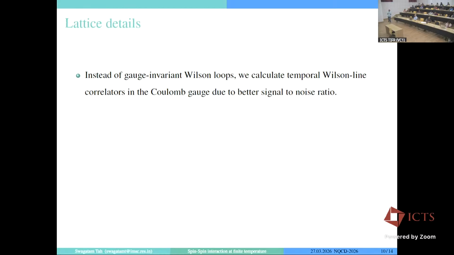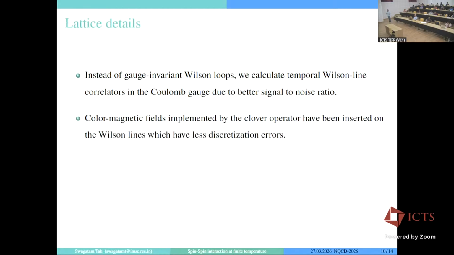So now for lattice practitioners, instead of calculating the gauge-invariant Wilson loops, we have replaced the Wilson loops with Wilson line correlators in a particular gauge. The Wilson loop operators become very noisy, but these Wilson line correlators are less noisy, so there is a better signal-to-noise ratio. And these color magnetic fields are implemented by a Clover operator, which has much less discretization error than a plaquette operator.